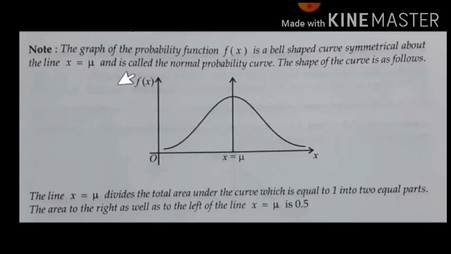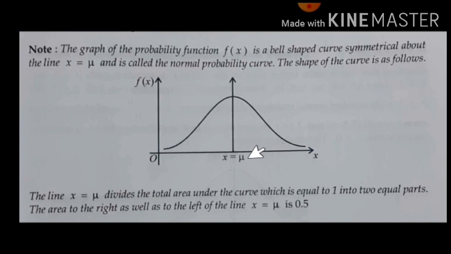Here, we are studying the graphical representation of the normal distribution. The probability function of the normal distribution is bell shaped, and it is always symmetrical about the line x is equal to mu. It means about the line mu. It is called the normal probability curve. So a normally distributed curve will be bell shaped.